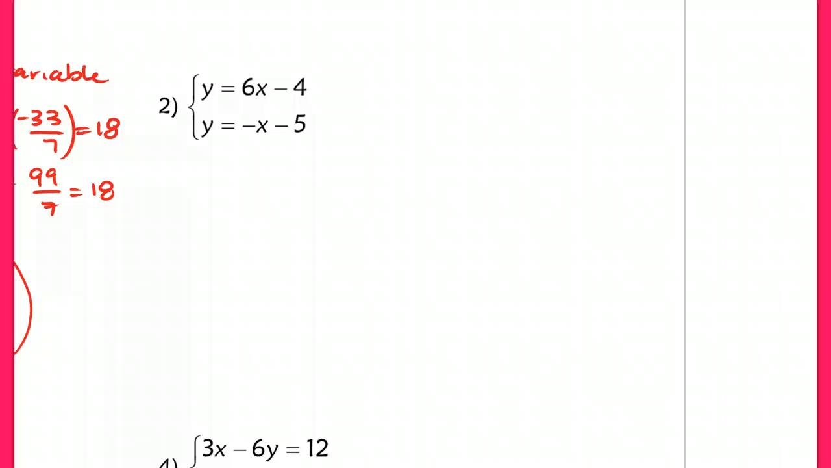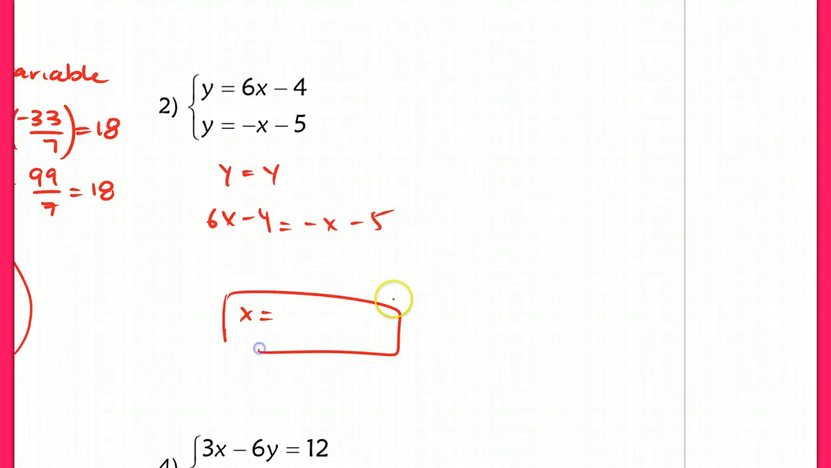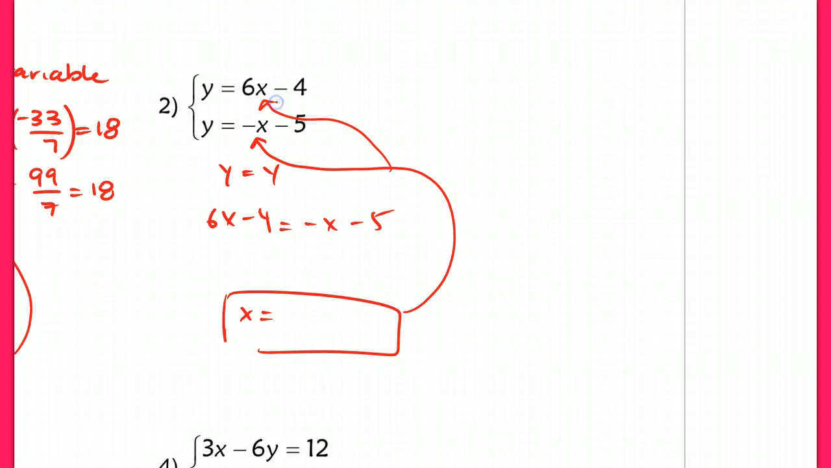Okay, so now in problem number 2, since both variables are already solved for, I'm just going to set them equal to each other. Basically, I know that y should equal y. So 6x minus 4 should equal negative x minus 5. So now this is just a linear equation in one variable, and you can go ahead again and solve for x. Once you figure out what x equals, you're going to take that value and substitute it back in for either of these two x's here to solve for y. Okay?